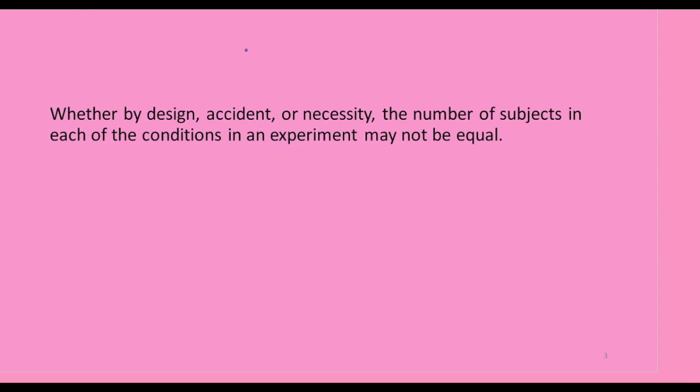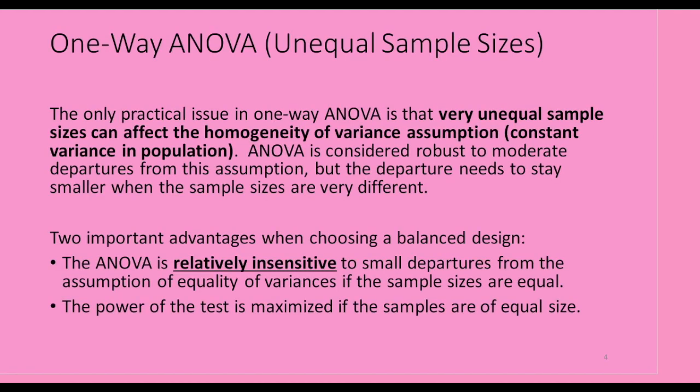Whether by design, accident or necessity, the number of subjects in each of the conditions in an experiment may not be equal. When they are not equal, they are considered as missing values, and the ANOVA analysis could still be done. The only issue is that when the sample sizes are very unequal, it can affect the homogeneity of variance assumption that we have discussed in the part 1 video. But if the departure is smaller, then the ANOVA is insensitive to the assumption of the equality of variance.